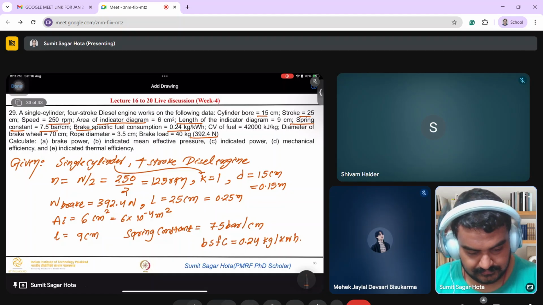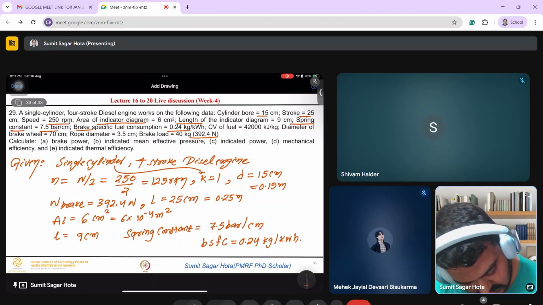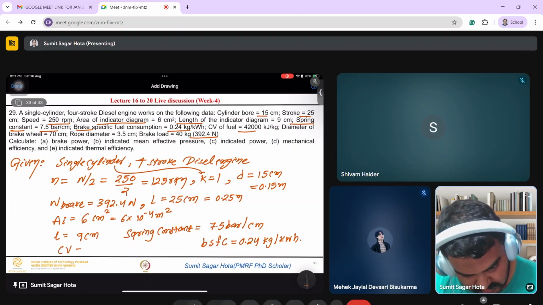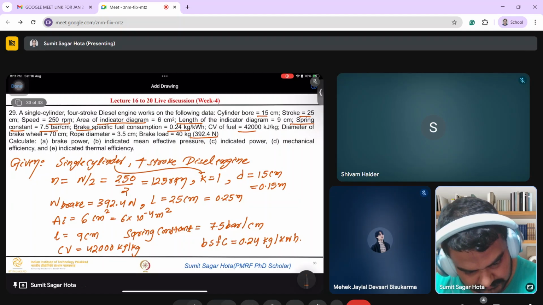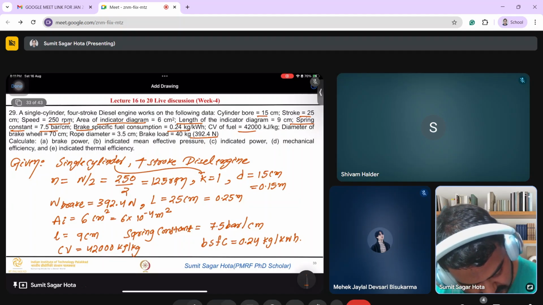Now one more thing. Some of the things, like the calorific value, we didn't write. So the calorific value is 42,000 kilojoule per kg. And the diameter of the brake rope.